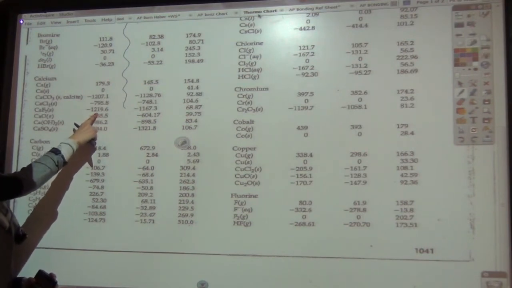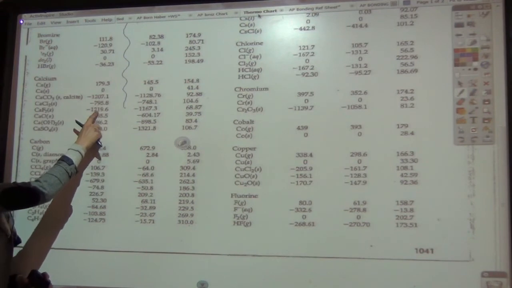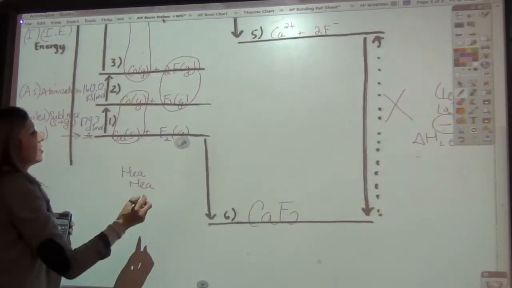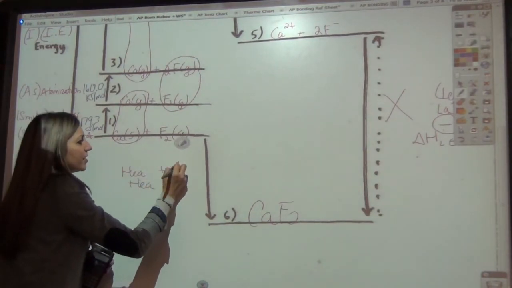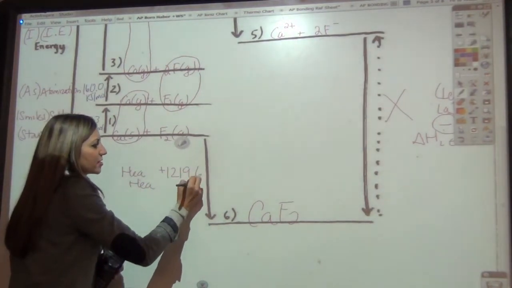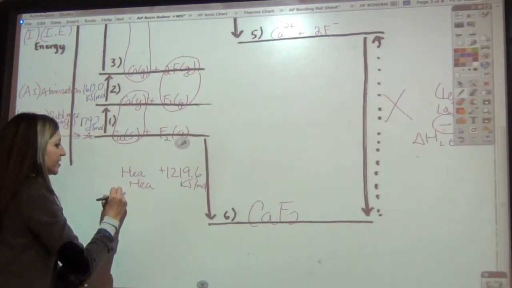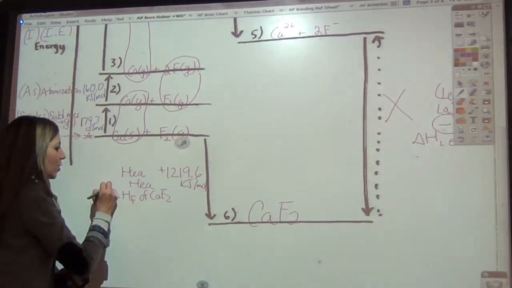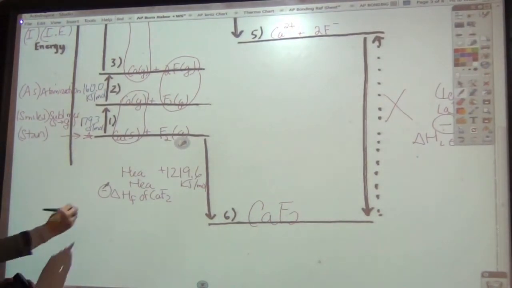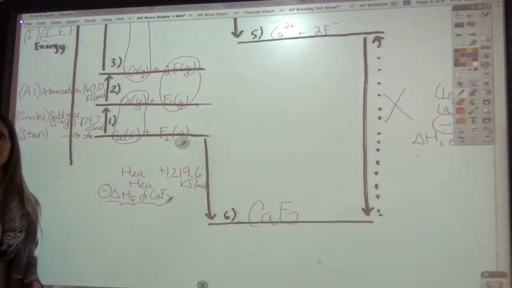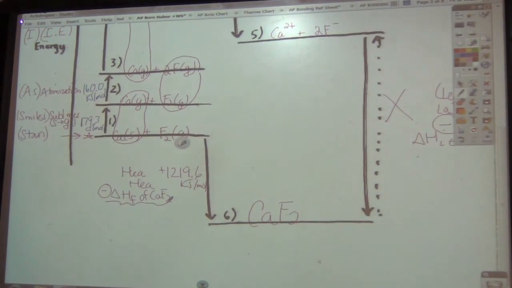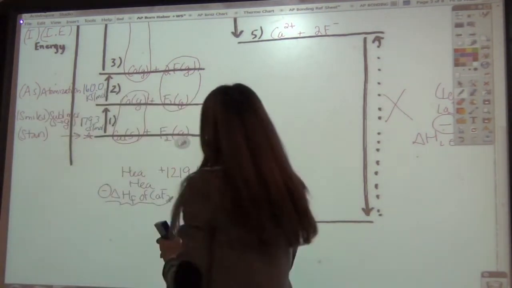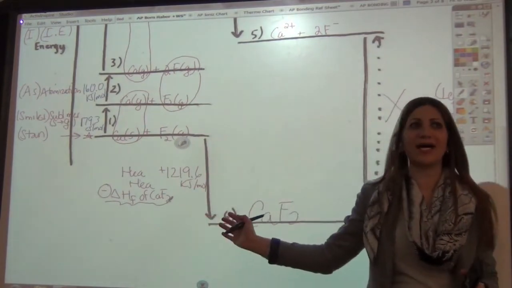You have to flip the sign, okay? It's the reverse of it. So this is actually going to be positive 1219.6. So let's come back, and it's a positive 1219.6 kilojoules per mole. This is the delta HF of CaF2, but it's the reverse of it, okay? It's the negative of the delta HF, of the heat of formation of it, because we're going the opposite direction, okay? So if it were positive, make it negative. If it's negative, make it positive.